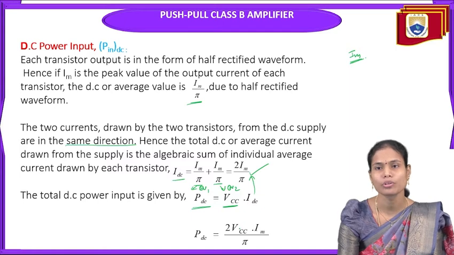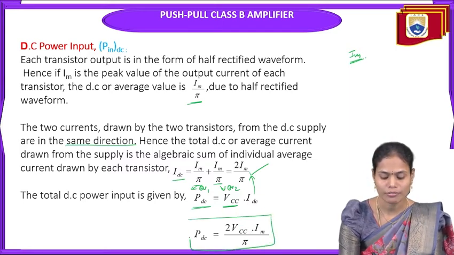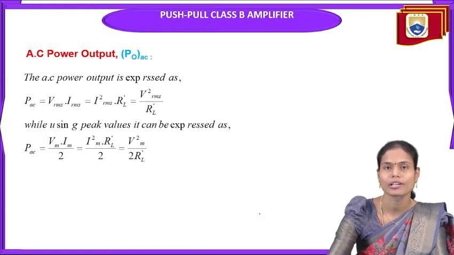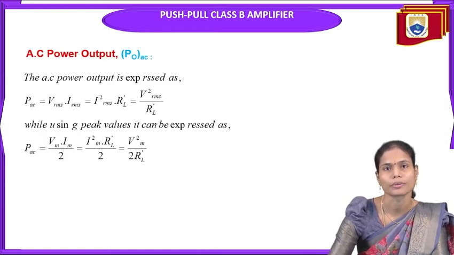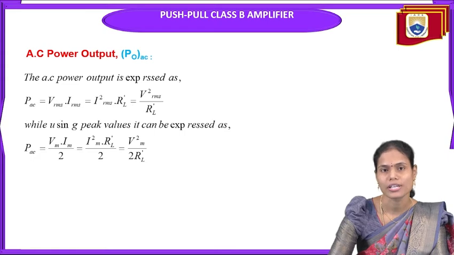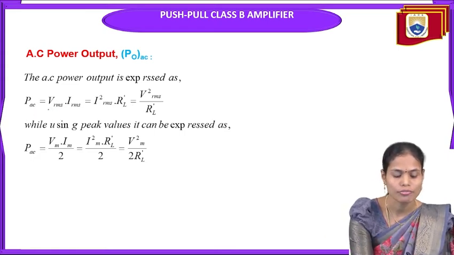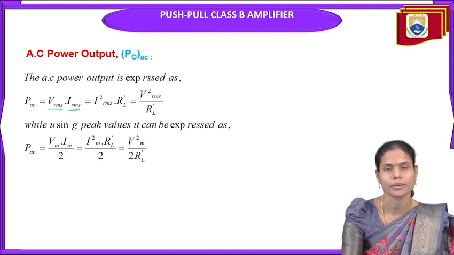So it will become 2 VCC into Im by pi. This is the DC power from the circuit. And similarly, we need to calculate the AC power output. The AC power output we can express in terms of RMS voltage as well as RMS current. So that's why PAC is equal to VRMS into IRMS.